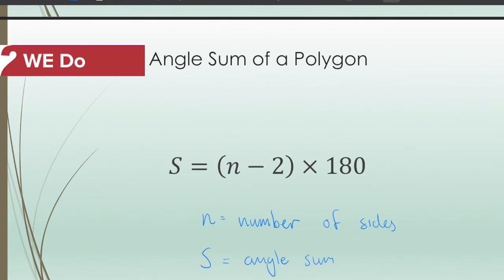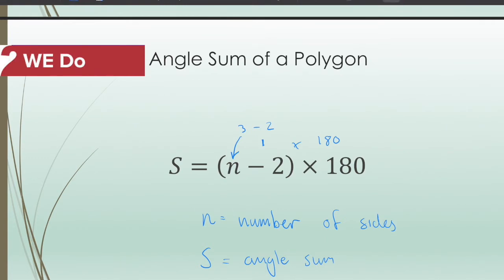So let's check this out on something that we know. We know the angle sum of a triangle is 180 degrees. So a triangle has 3 sides. We put that in there. 3 minus 2 is 1 times 180. That's what we expect. 180 is the angle sum of a triangle. Same thing with a rectangle or quadrilateral. 4 minus 2 is 2 times 180 is 360. We know the angle sum of a quadrilateral is 360.